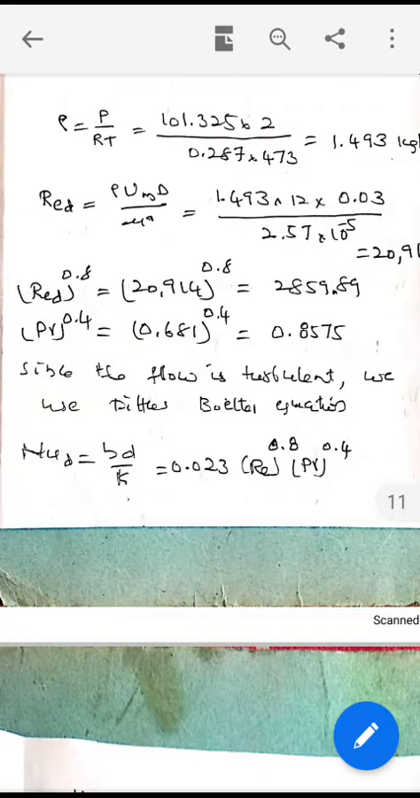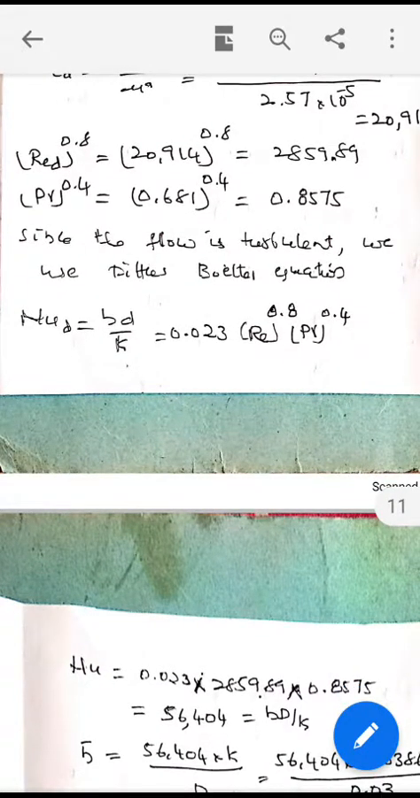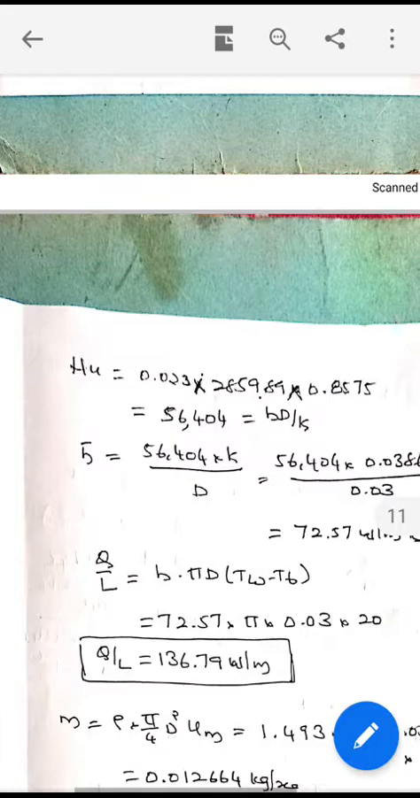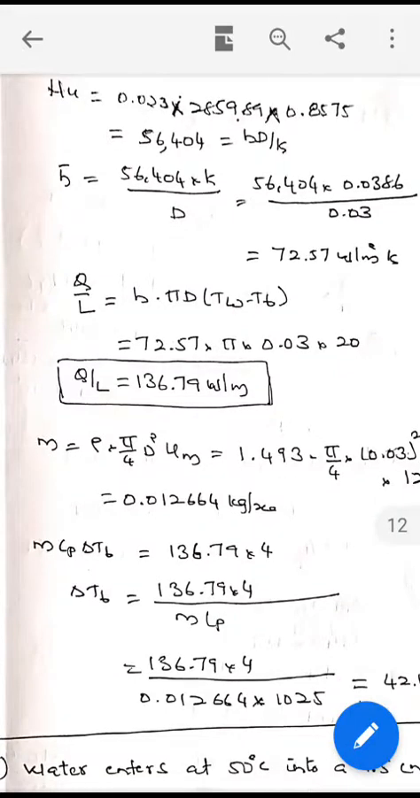Use the Dittus-Boelter equation as the flow is turbulent. Nu equal to hD by K equal to 0.023 Re raised to 0.8, Pr raised to 0.4. Find the value of h. Now, once you find the value of h, we know that Q equal to h into area into delta T. So, Q by L equal to h into pi D into Tw minus Tb. So delta T: wall temperature is maintained 20 degree above the air temperature. So Tw minus Tb is 20 degree.